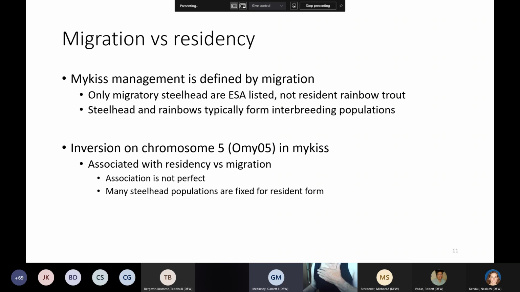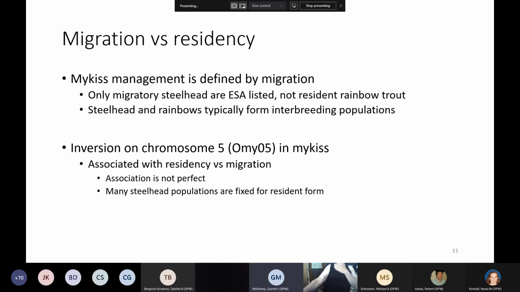For migration versus residency, this is particularly important for O. mykiss, both because there's a lot of life history variation in the species, but also because management is defined by migration. Only migratory steelhead are ESA listed, not the resident rainbow trout. And this is despite the fact that steelhead and rainbow typically form interbreeding populations. So if you look at neutral markers, you can't tell steelhead and rainbows from the same population apart.